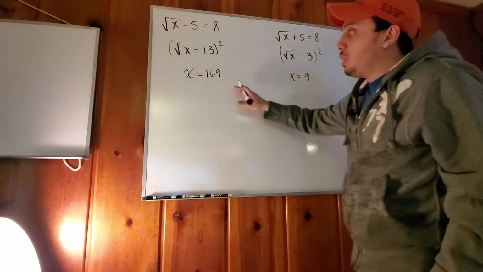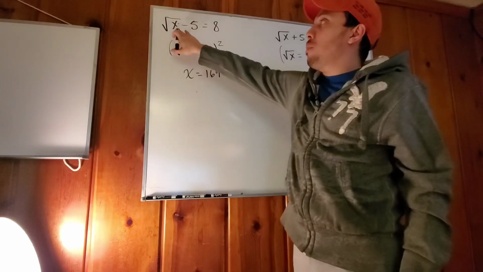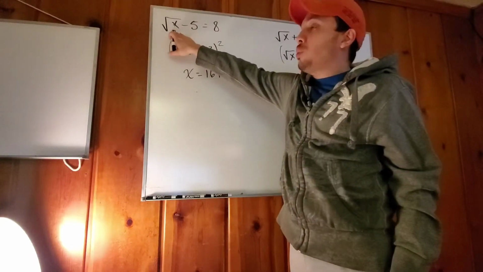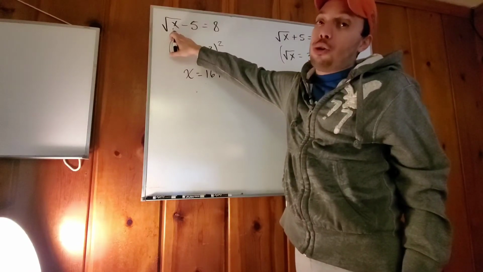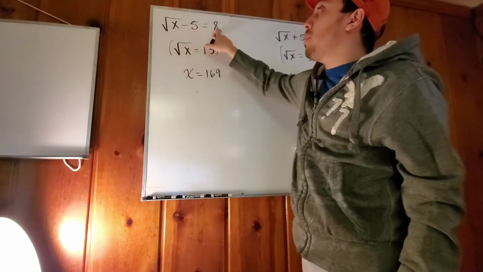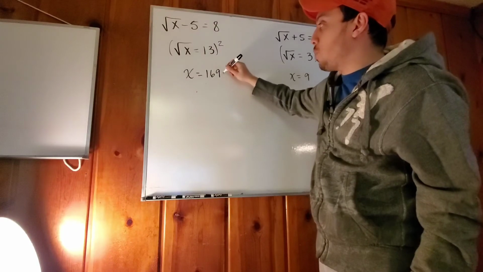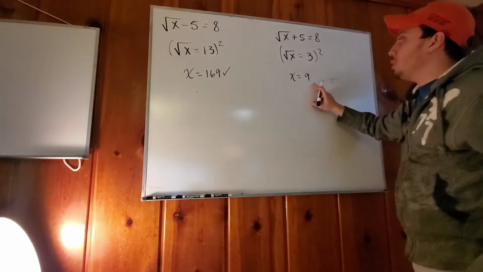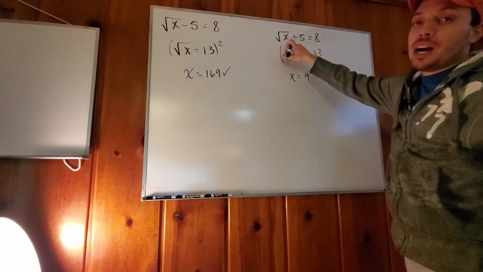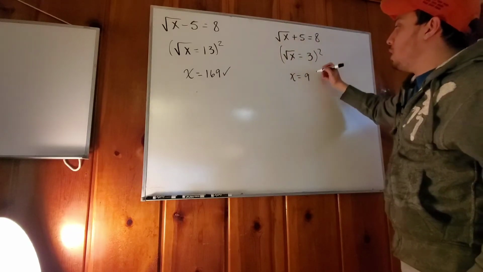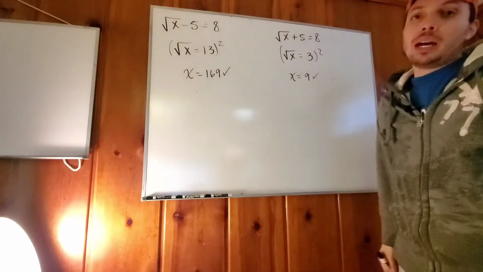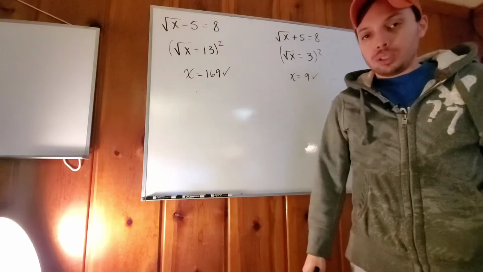Let's check. In here, 169. So if I put 169 here, the square root of 169 is 13. 13 minus 5 is going to be 8. Boom, I got it. This is right. What about this one? Well, I'm going to put 9 here. The square root of 9 is 3. 3 plus 5 is 8. Boom, I got it. And that's how you do the first part of example 2.